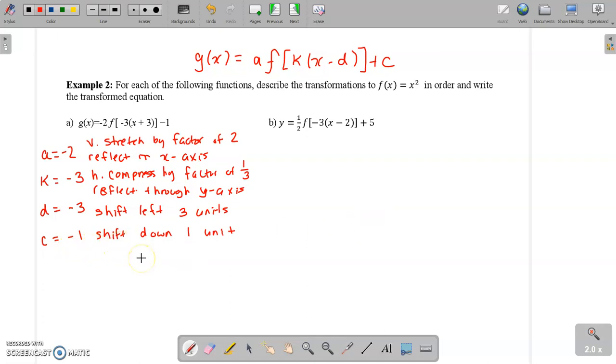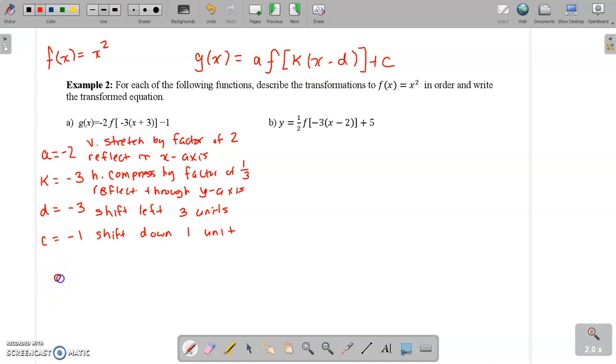Now to write the transform function, keeping in mind the parent function, remember f of x for the quadratic is x squared. And don't try to simplify it, just fill in the transformation. So we know that our f is x squared here. So everything that has to do with x gets replaced with this.